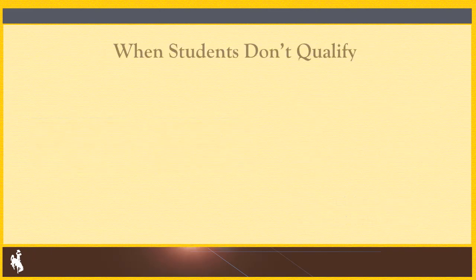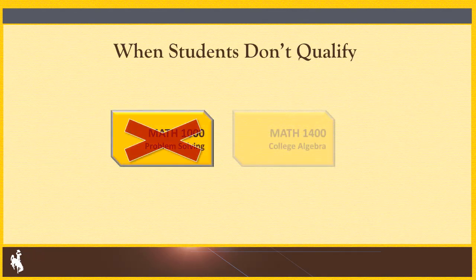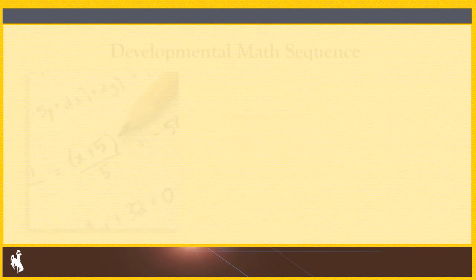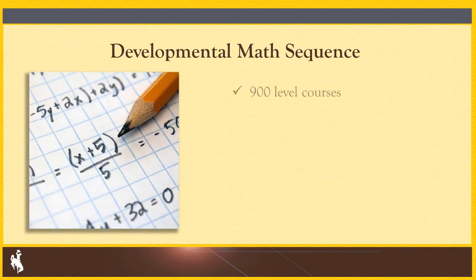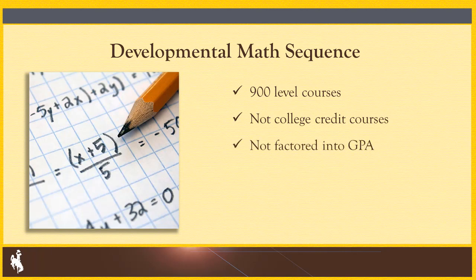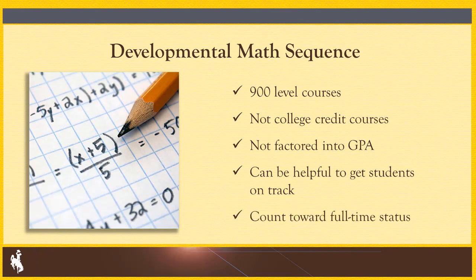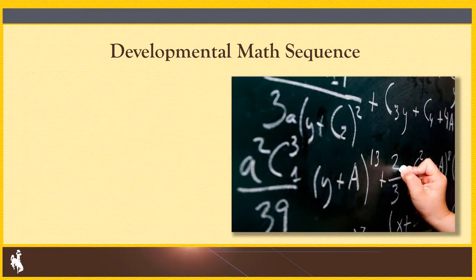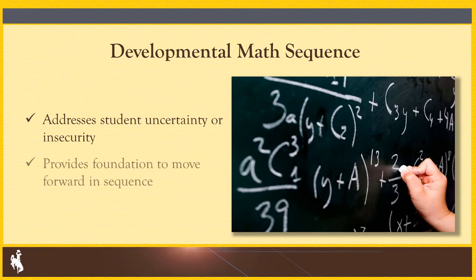What happens if a student does not have test scores high enough to start with a 1000 level math class like Math 1000 or Math 1400? UW offers developmental math classes at the 900 level. These courses are not college level, do not count for college credit, and do not factor into a student's GPA. However, they can be very helpful in getting students on track with their math. They also count towards full-time status at the university. For students who are uncertain of math or insecure about math, these 900 level courses can give them a very good foundation moving forward in their math sequence.